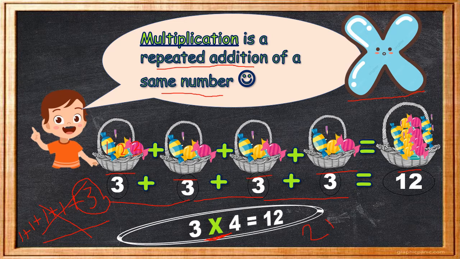like 2 plus 2 plus 2 plus 2, then this is a multiplication. Why? Because here we are adding 2 again and again. So repeated addition is a multiplication. This is clear to you all? Good.